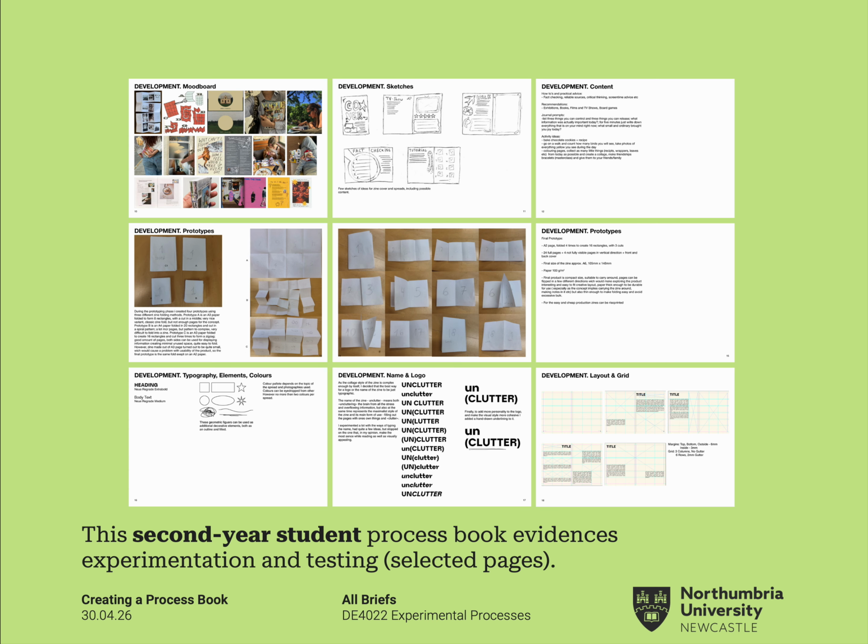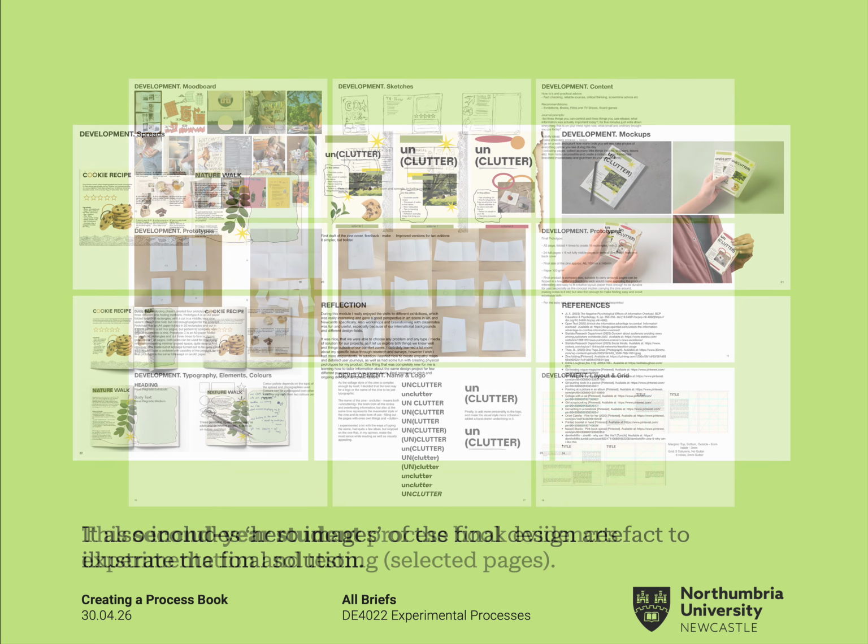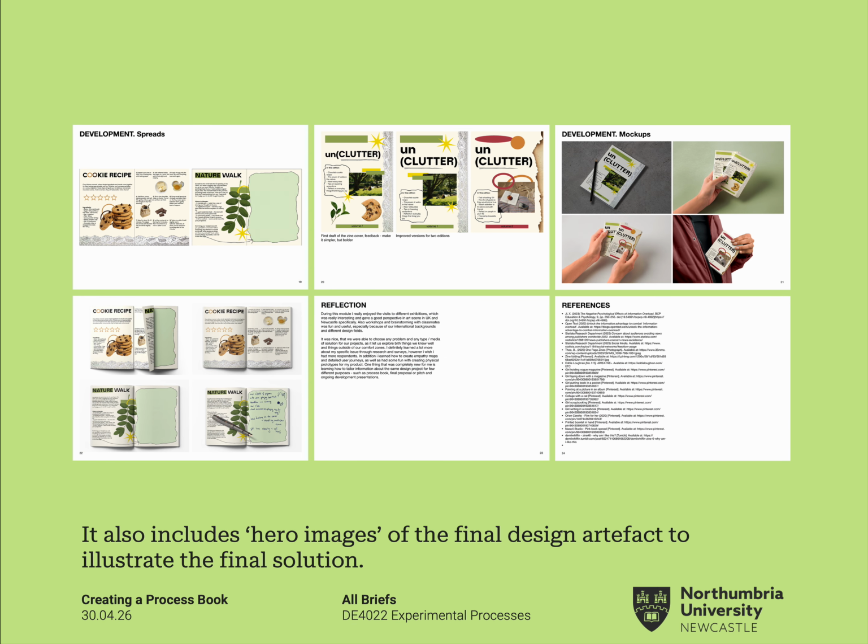Here are some selected pages from another second year student's process book. As you can see here, particularly in the middle pages, they've evidenced their experimentation and testing of a kind of folding format for their particular book design. And towards the end, they've inserted their hero images to show evidence of the final design artifact, which illustrates their solution.